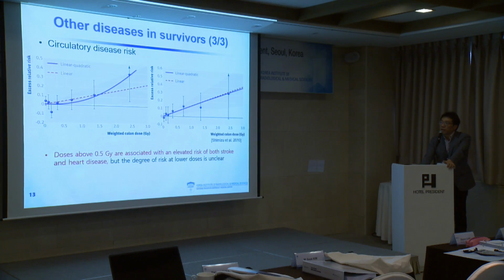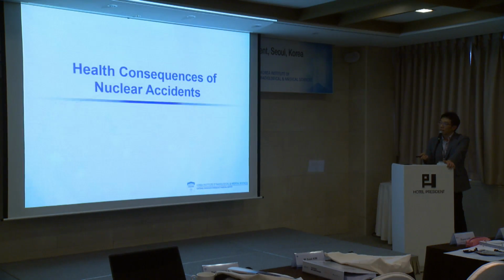Another one is circulatory disease. As you can see, there is a kind of trend: as dose increases, circulatory disease also increases. Doses above about 0.5 gray were associated with an increased risk of both stroke and heart disease. But still, there is uncertainty in low dose ranges.